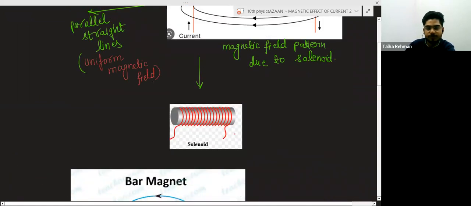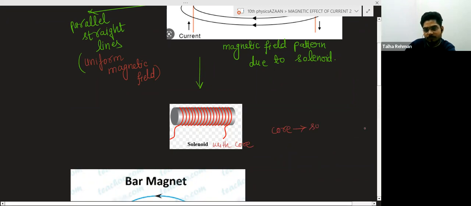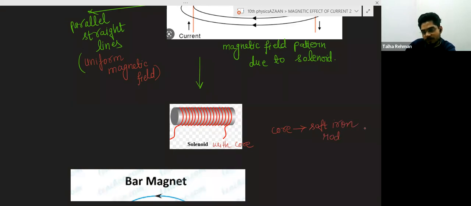This is a solenoid with core. And what is the core? We are using as core a soft, cylindrical soft iron rod. Soft iron rod is used as the core of the solenoid. And the solenoid is an electromagnet, and electromagnets are temporary magnets.